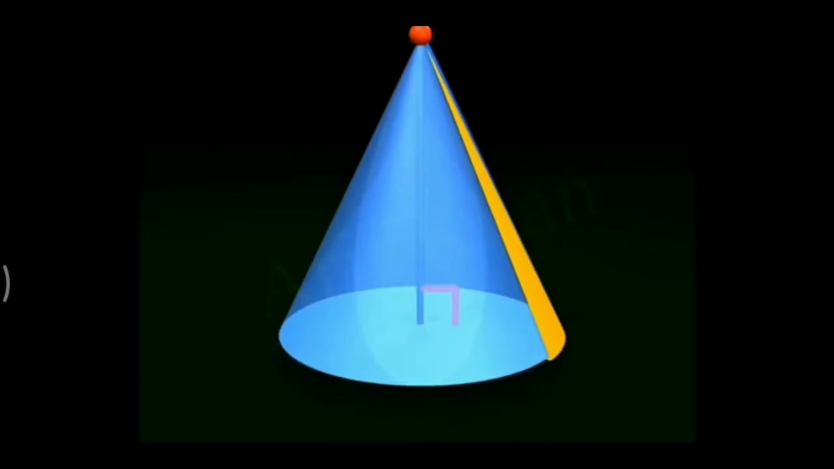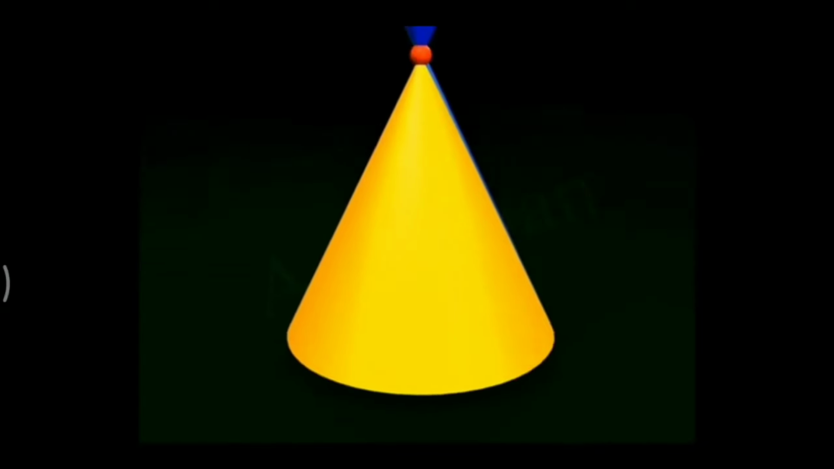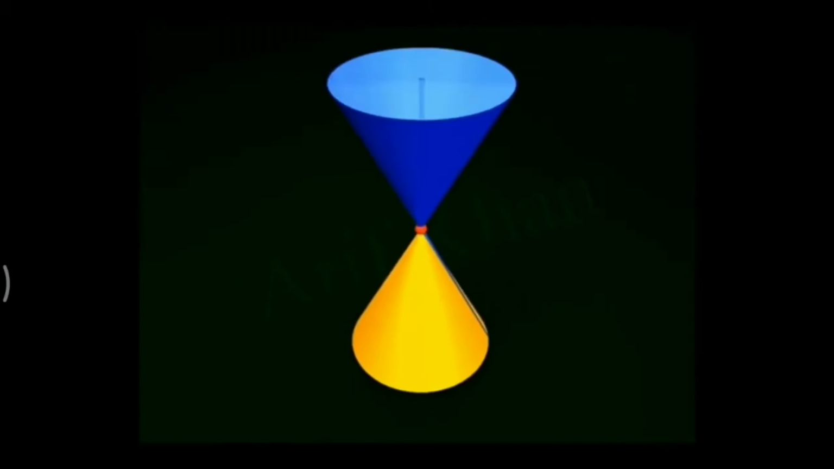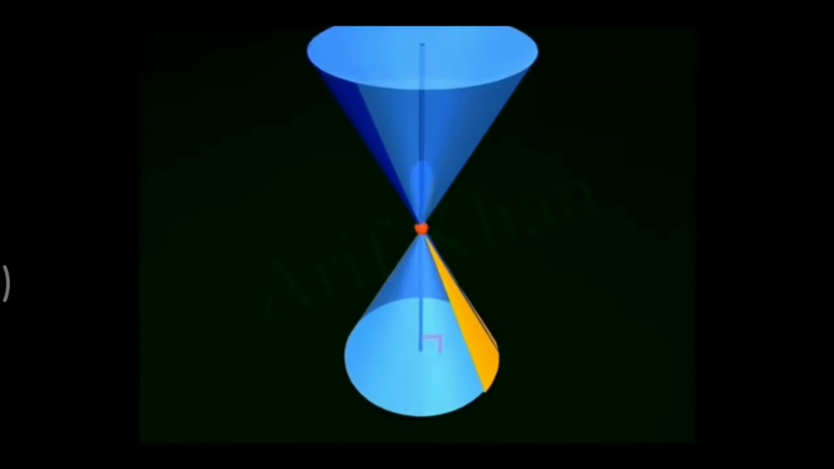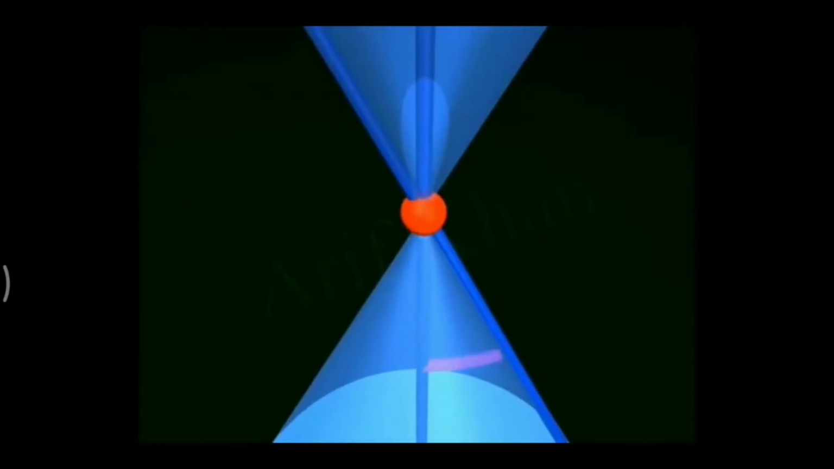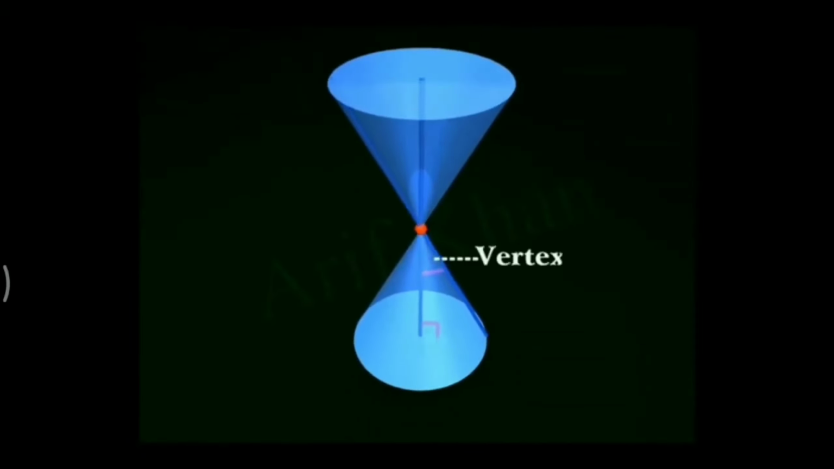The lateral surface of a right circular cone is called a nappe. The double right circular cone has two nappes. The nappe above the vertex is called the upper nappe, and that below the vertex is called the lower nappe. And so, the angle between the generator and the axis is called the vertex angle.